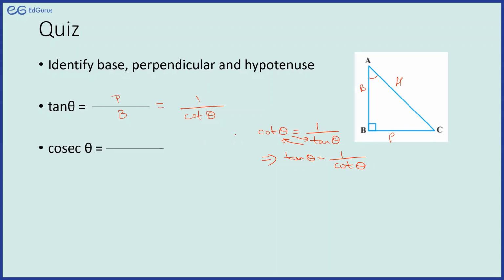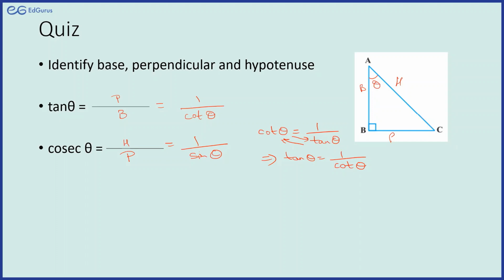Now cosec theta. Cosec theta is equal to H upon P, right? And this is also equal to 1 upon? Cosec theta is equal to 1 upon what? Sin theta. Sin theta is 1 upon cosec theta.